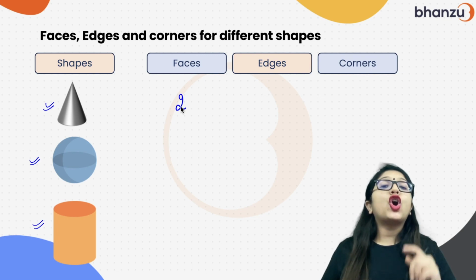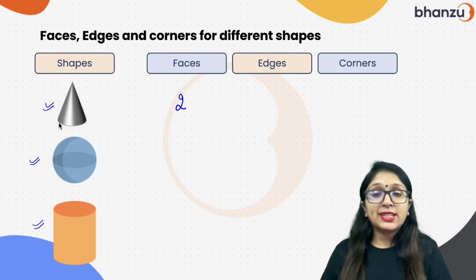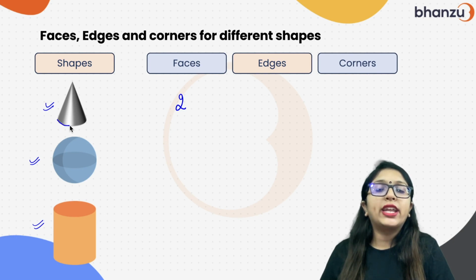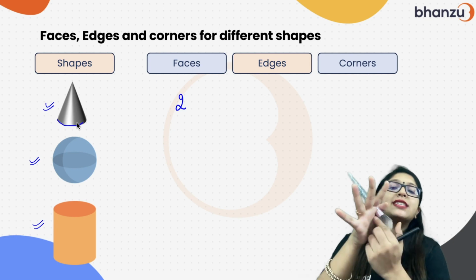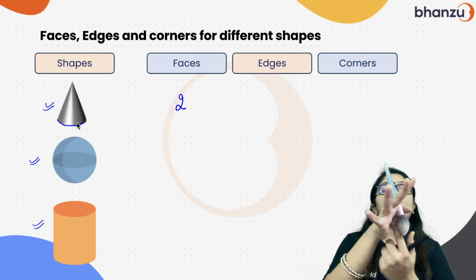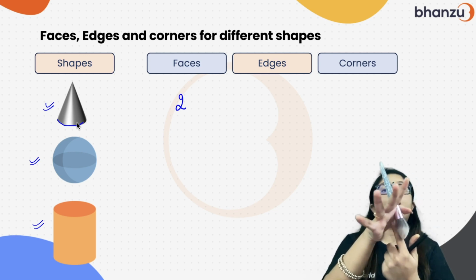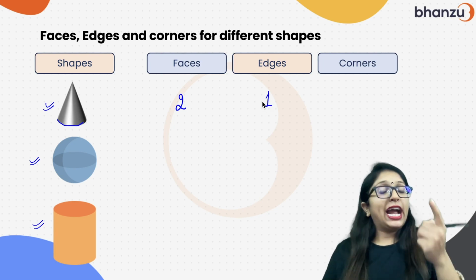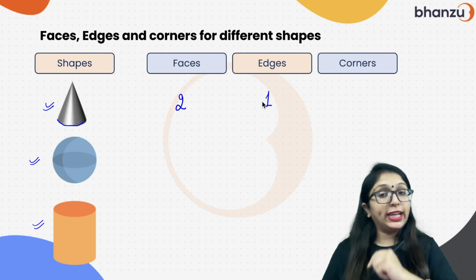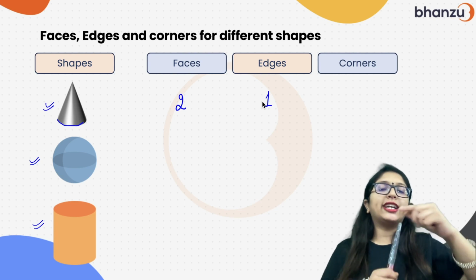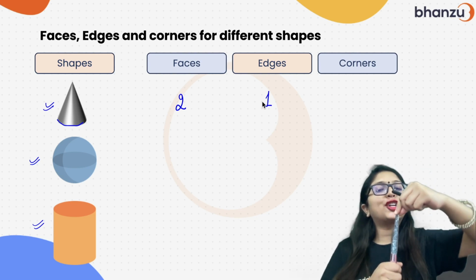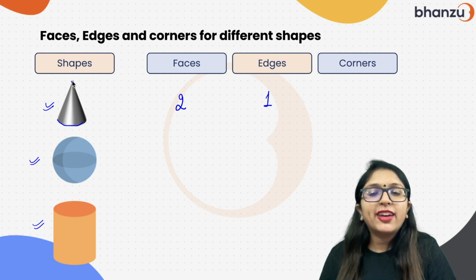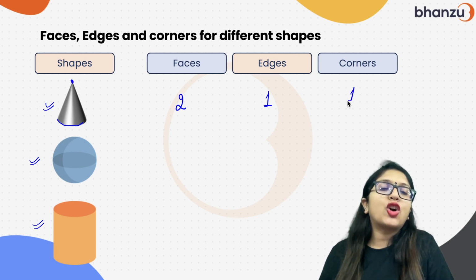Now we will talk about the edges. Here you can see that the flat face and the curved face are joining at this point, right? This is actually round. So this is called the edge. Here we have just one edge where the flat face and the curved face are joining. Now we will talk about the corner. It just has one corner on the top. You can see this over here. So this has one corner.